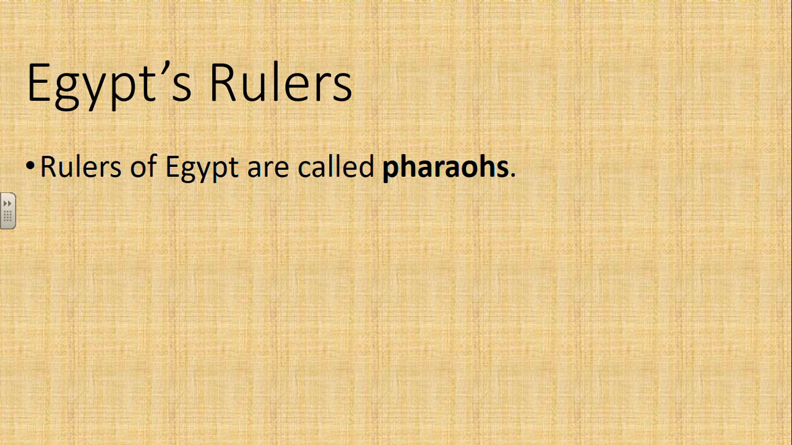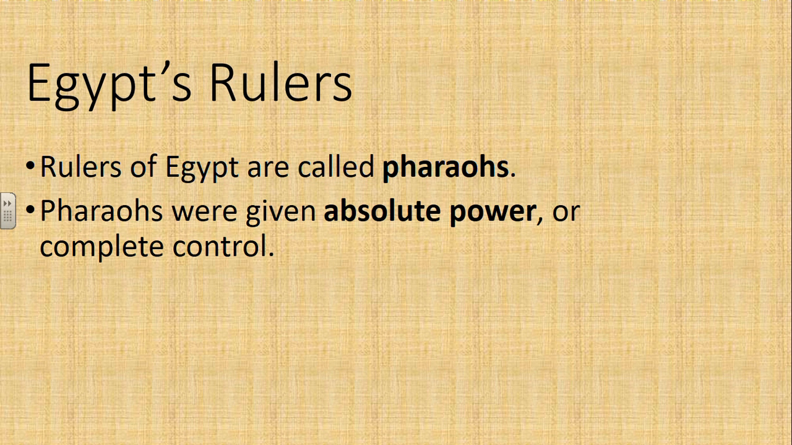Pharaohs were the ones who were in charge of Egypt, and they were given what's called absolute power or complete control. The pharaohs were the one in charge of everything. They had the say. They didn't have to get permission from anyone else. They didn't have to talk about it with anyone else. What they said goes. No questions asked.